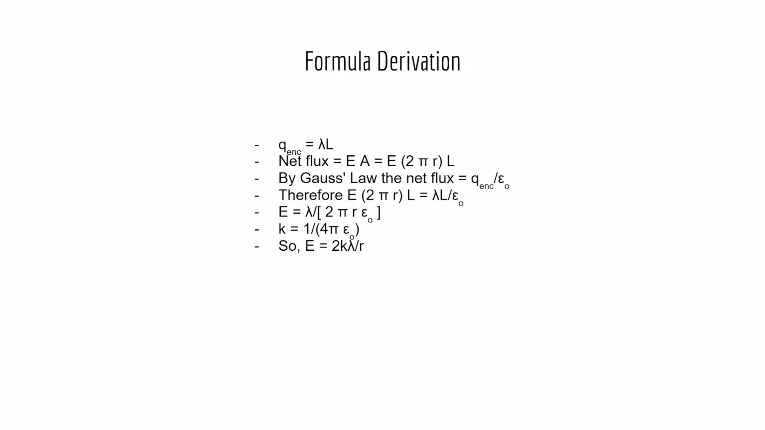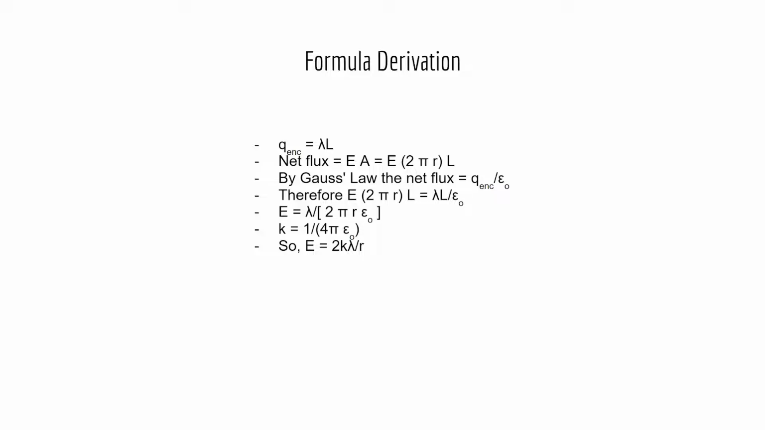To find the net flux, consider the two ends of the cylinder as well as the side. There is no flux through either end because the electric field is parallel to those surfaces. On the other hand, the electric flux through the side is simply E multiplied by the area of the side, because E has the same magnitude and is perpendicular to the side at all points. Net flux equals electric field times area equals electric field times 2 pi r L.